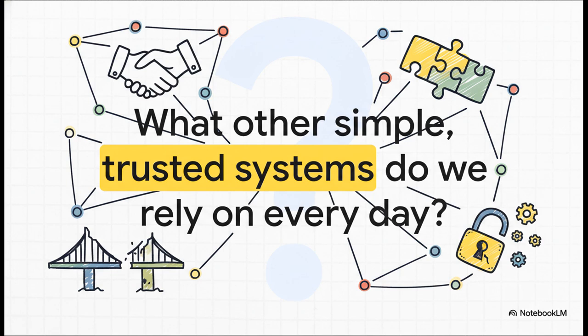And that leaves us with a final, bigger thought. ARP works because it was designed with an implicit assumption of trust. That simplicity is its strength, but it's also its greatest vulnerability. And it really makes you wonder what other foundational systems that we rely on every single day, digital or otherwise, are built on that exact same fragile foundation of trust, just waiting to be exploited.